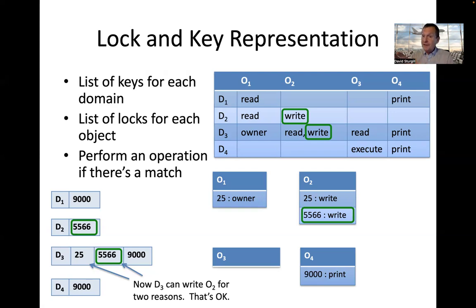So for lock and key, the nice thing is you could think of each key as having a reason that you've used it and a reason that you gave it out. And then you could revoke that key when that reason no longer applies.